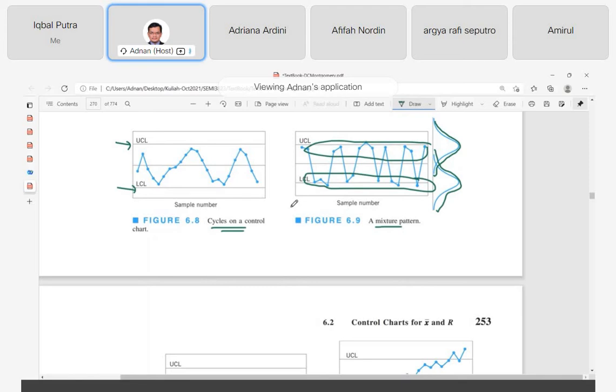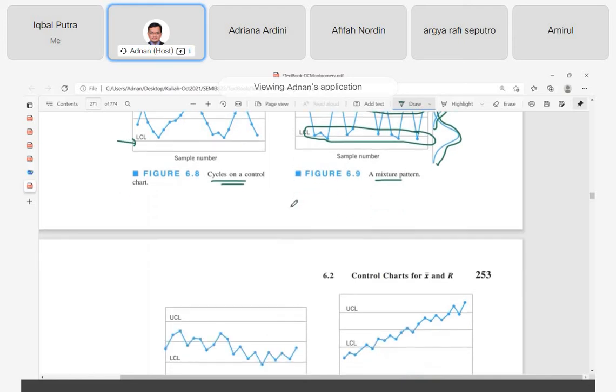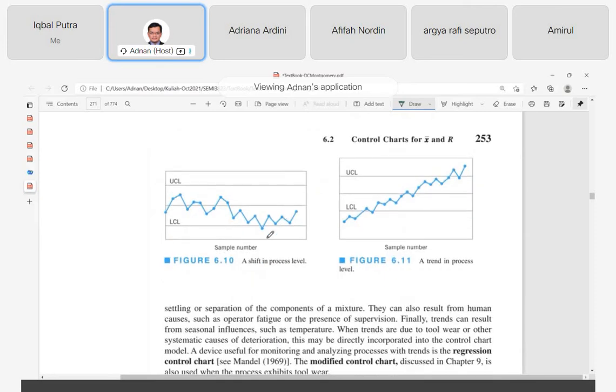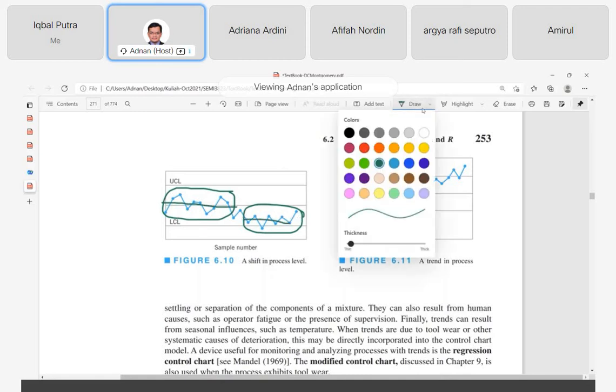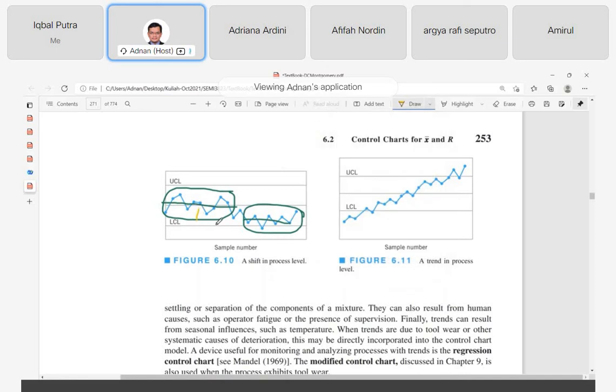If we get the right root cause, then we can solve the problem. If we wrongly interpret, we cannot solve the problem. This one is showing the shift. The process is shifting. You see here there is a group of variability. This is another group. So what it means is that if we take the average, this is one average, this is another average. So in this one, it is shifting. Shifted to here. A shift happened.